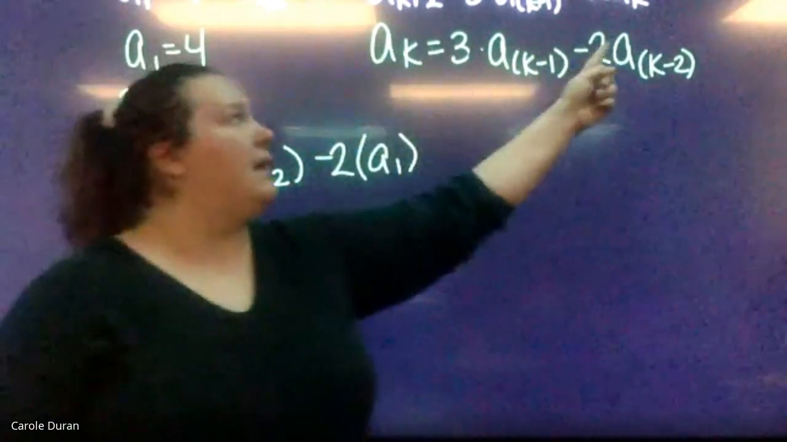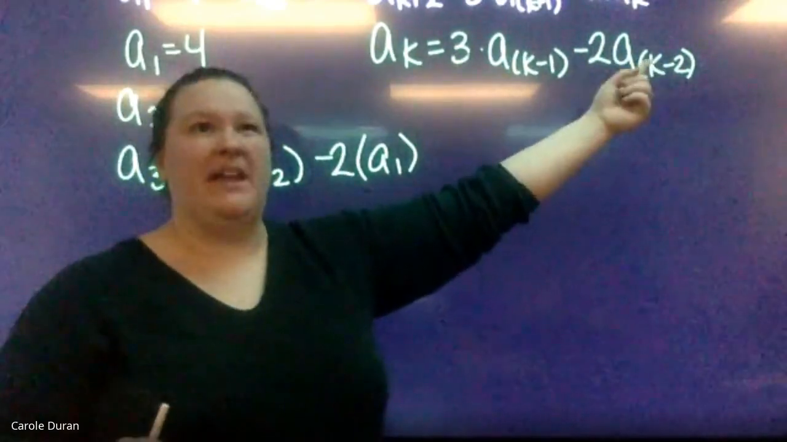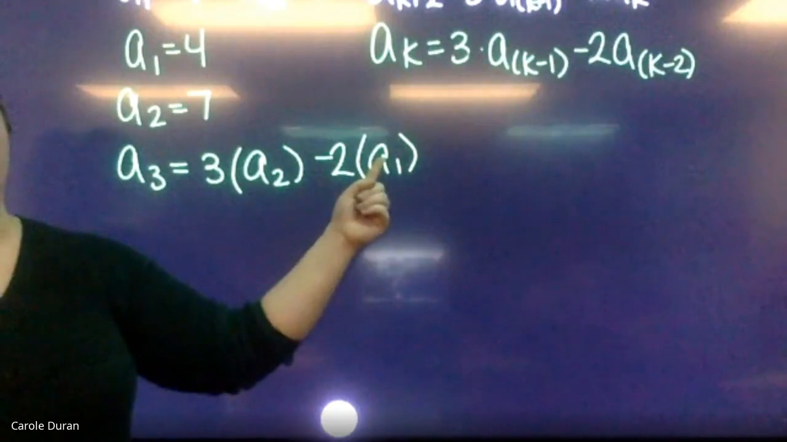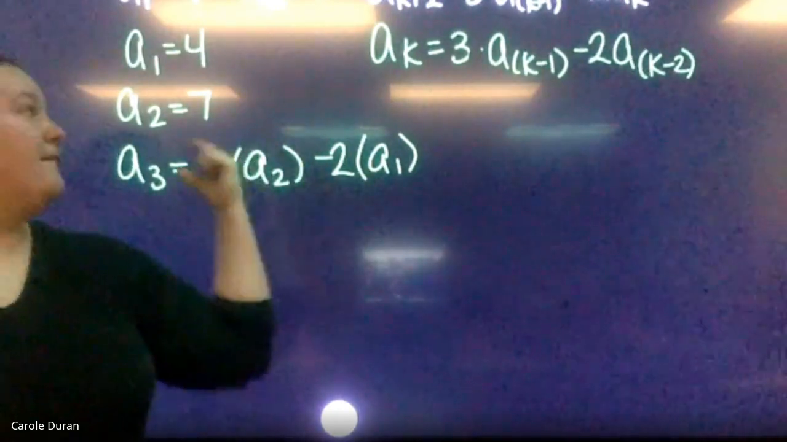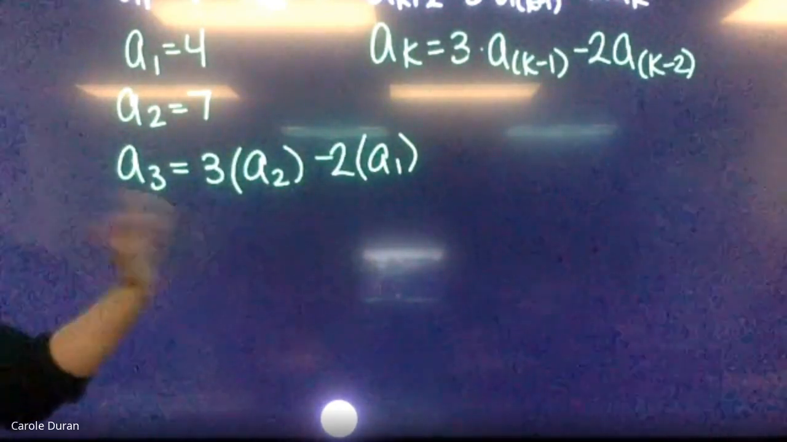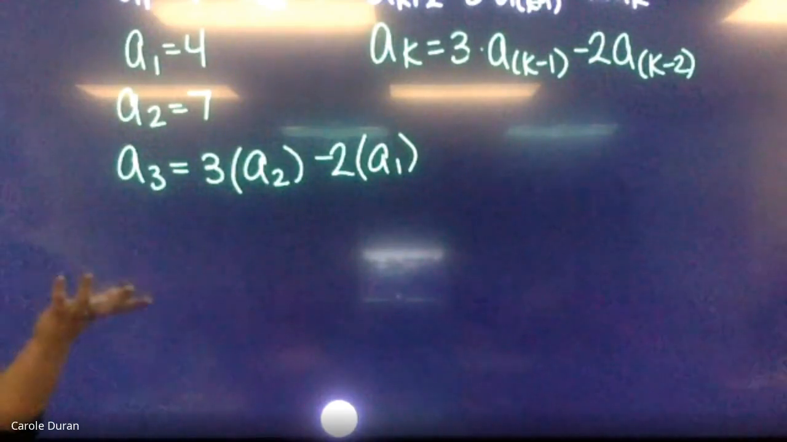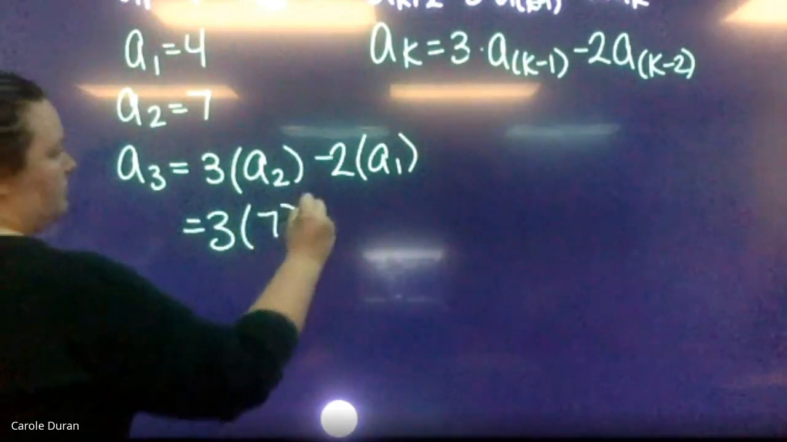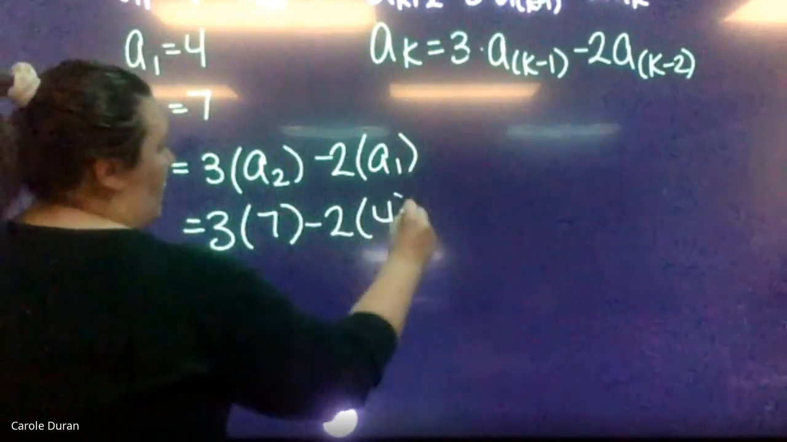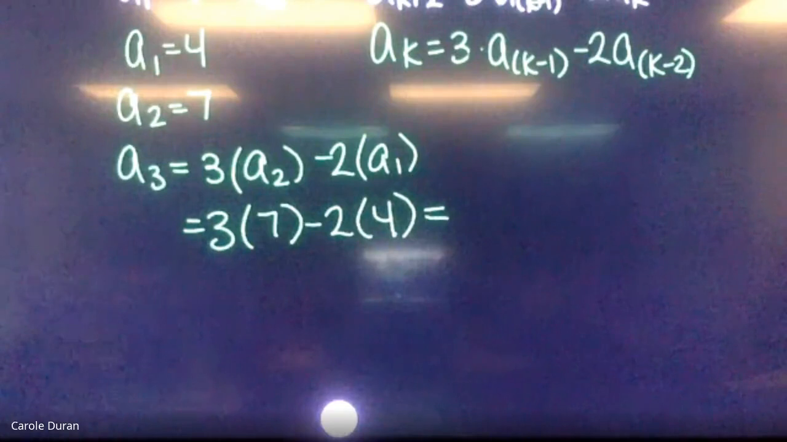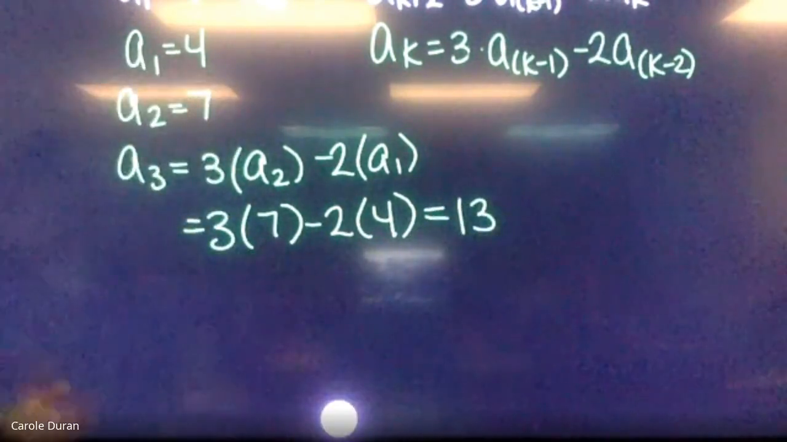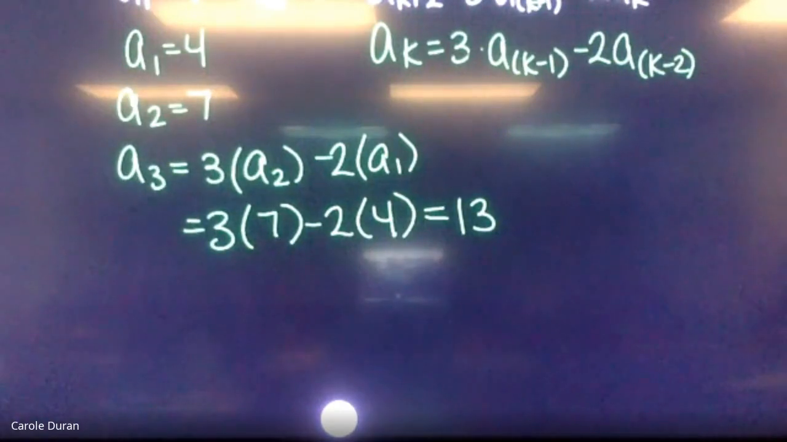Minus 2 times A of k minus 2. My k here is 3. 3 minus 2 is 1. So then all I do is I fill in A of 1 and A of 2 for what they are. And then I will simplify it out. And you should get 13 for this one. So that means A of 3, or my third term, is 13.